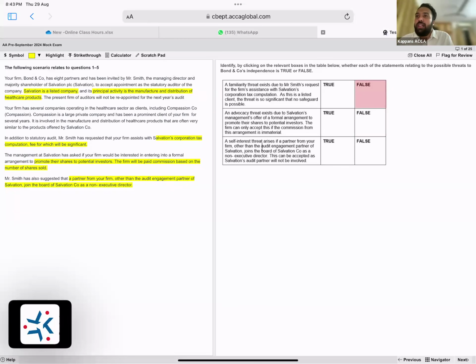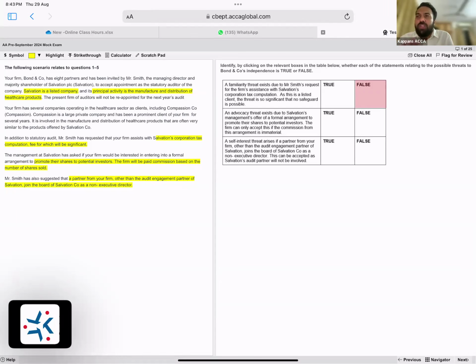Second one: an advocacy threat exists due to Salvation management's offer of a formal arrangement to promote their shares to potential investors. The firm can only accept if the commission from the arrangement is immaterial. It's an advocacy threat, no doubt. Promoting the position of a client is an advocacy threat, and they're asking the auditor to promote shares to potential investors. So definitely it's an advocacy threat.